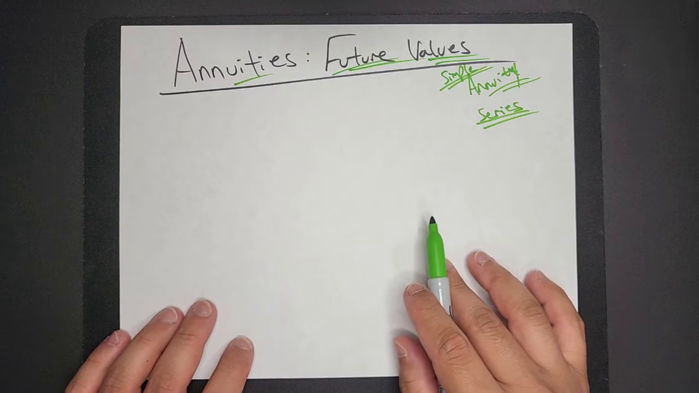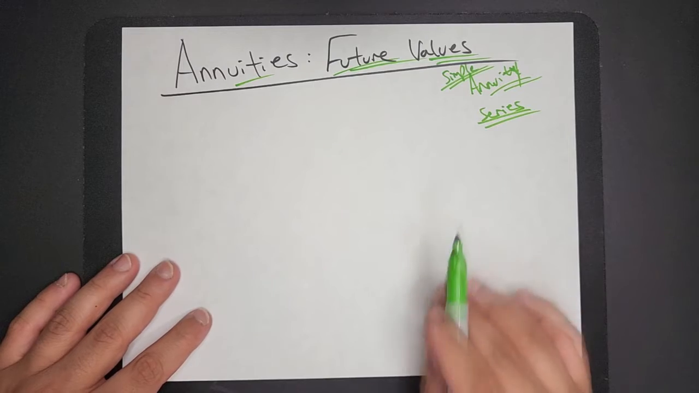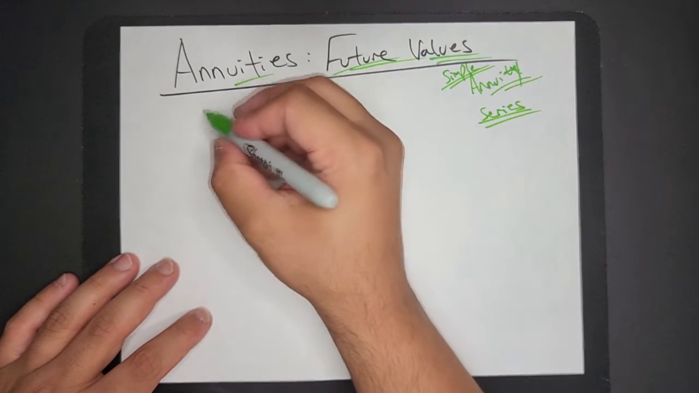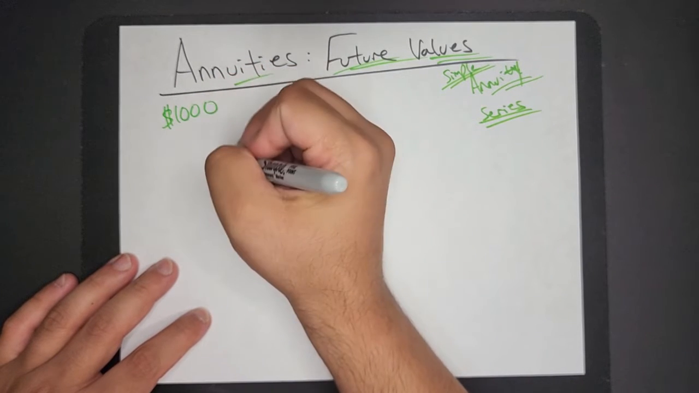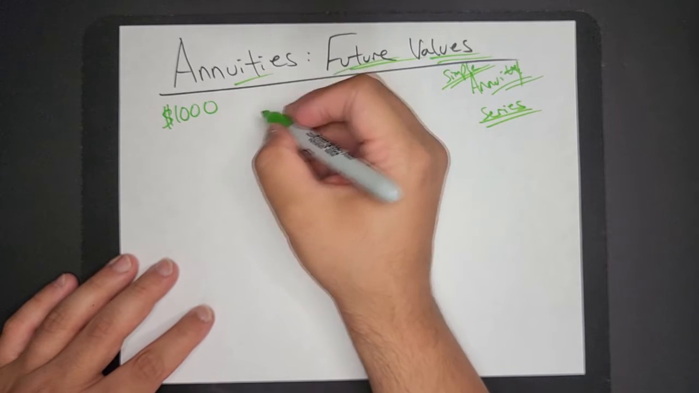So let's jump right into one. Let's say we have somebody, or say me, say I want to invest $1,000 at the end of every 6-month period.